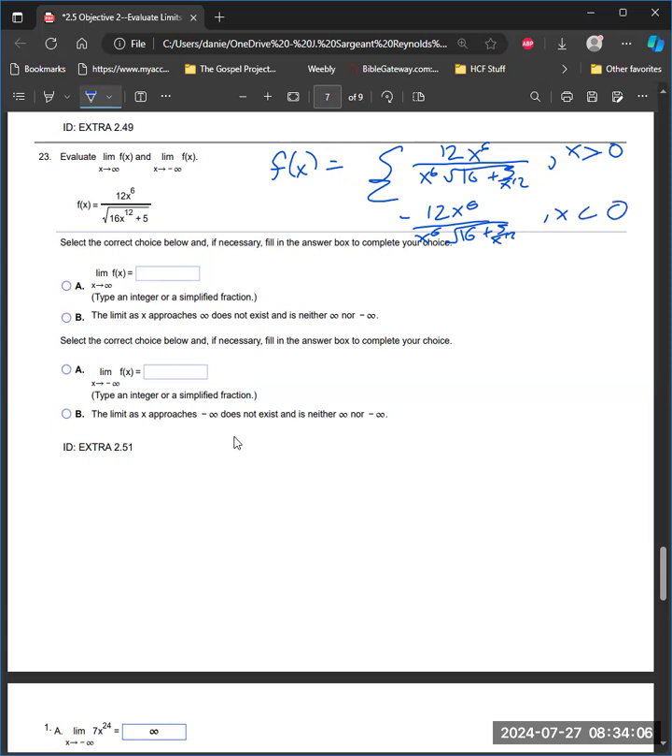So my limit here, these will cancel in both cases. I'll just vary by a sign here. So 12 over root 16 is 12 over 4, which is 3. And if I come at it from the right-hand side, it's going to be 3, and it's going to be -12 over 4, so -3, when I come at it from the left-hand side.